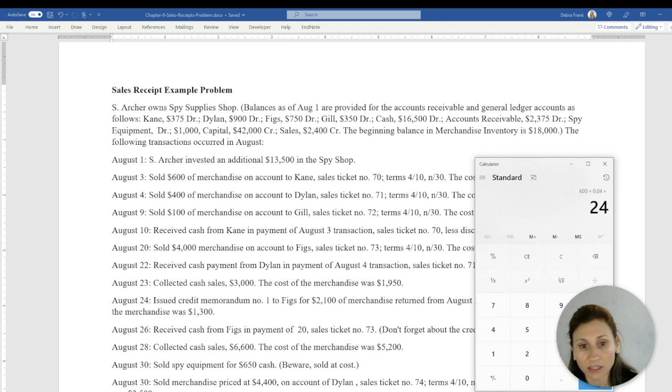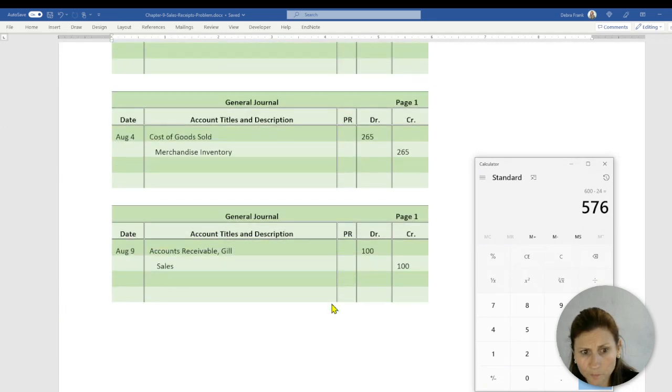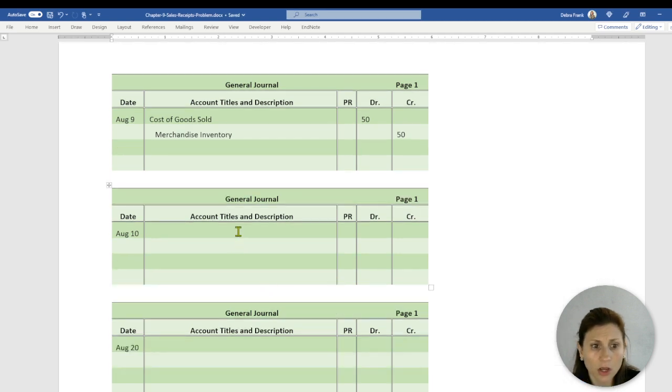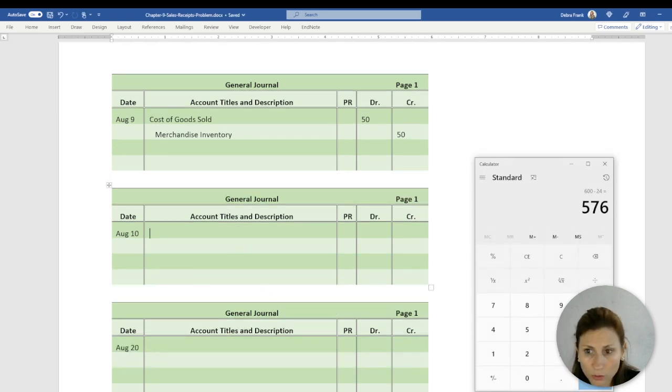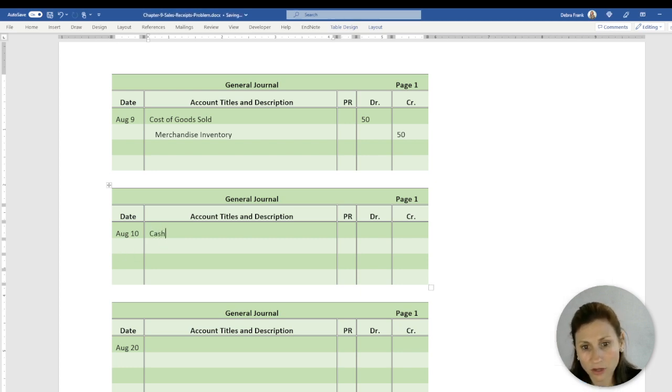And so we're going to reflect that. We're actually going to get $24 less in cash. We're not going to get $600. Instead, we're going to get 600 minus the 24, right? And so Archer Spice Shop is going to get $576. So let's go ahead and start recording that. I'll leave that calculator there as a reminder of what we're calculating. On August 10th, now we're collecting. So we're going to only collect $576. All right, so that's our cash.